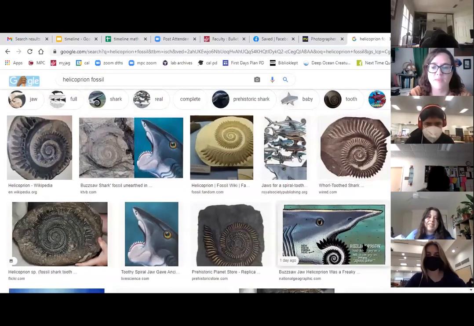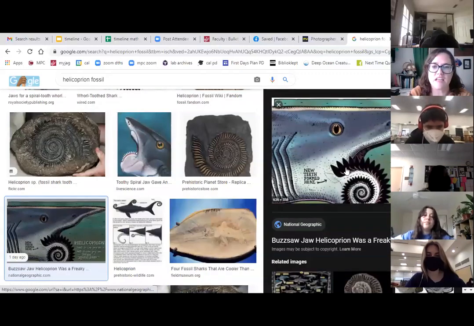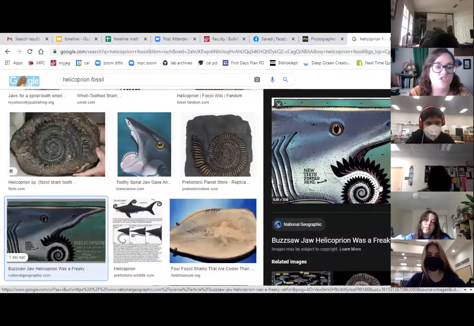But the thought is, because modern sharks' teeth grow out in a whorl like this, they just stop at the lip. It could be that that's what's happening with Helicoprion, that the teeth came out and then they just kept spinning around underneath. Now, obviously, this wasn't successful, and the modern shark is more successful, or else we would still see this animal.